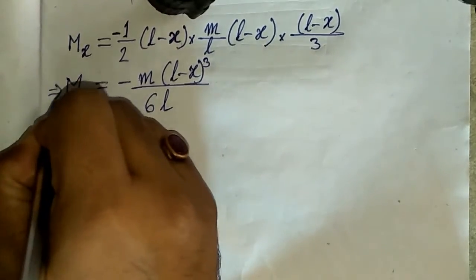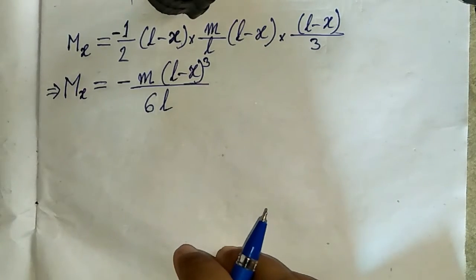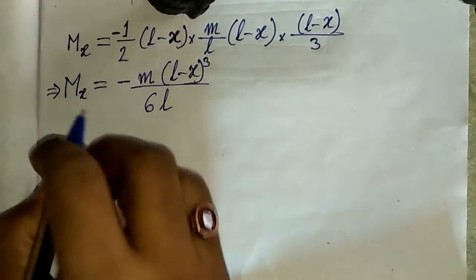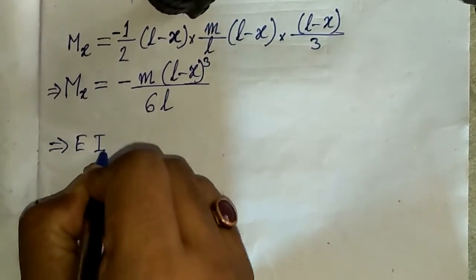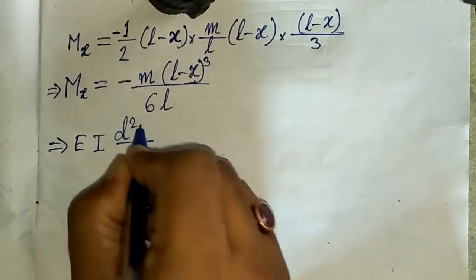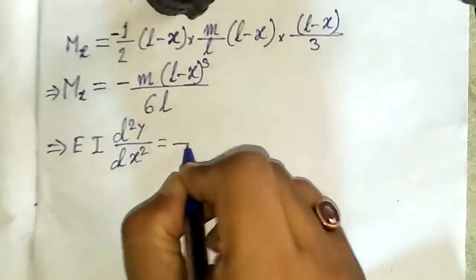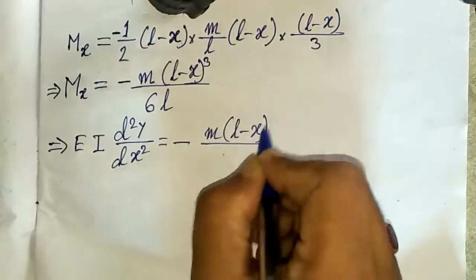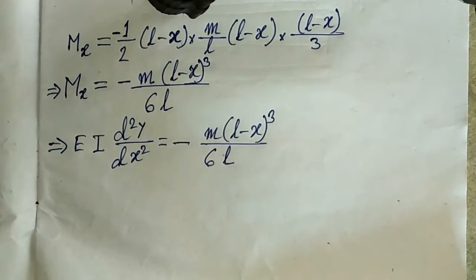This is the value of Mx. So from the deflection equation we can write EI d2y/dx2 equals minus M into (L minus x) cubed by 6L.